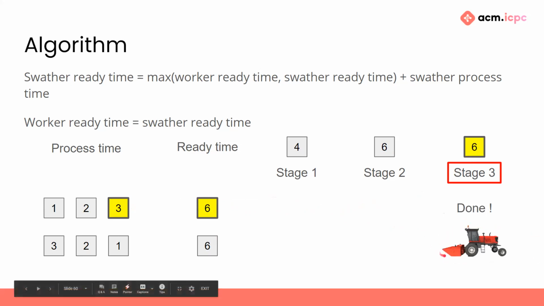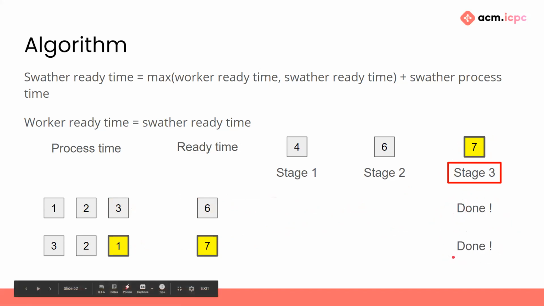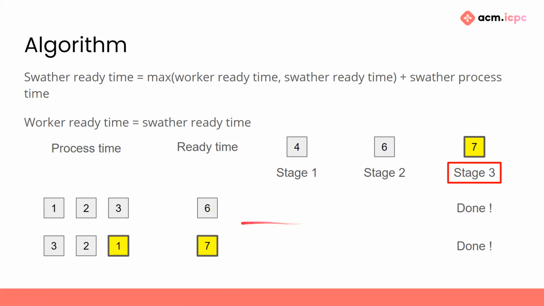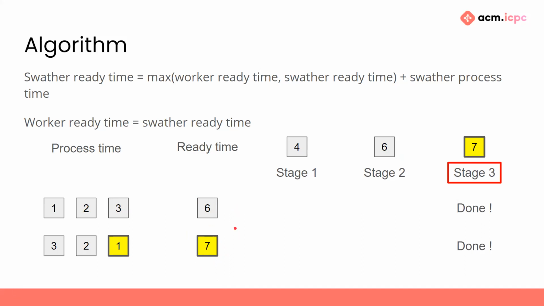Similarly for swatter 2, the worker's ready at time 6. The swatter's ready at time 6. So we add 1 to both of them, and that gives us 1 plus 6 equals 7. And notice that both swatters are through stage 3, which means we're done. And look on the left side here, the ready time of the 2 swatters is exactly what we want. And that's the time the question is asking for.